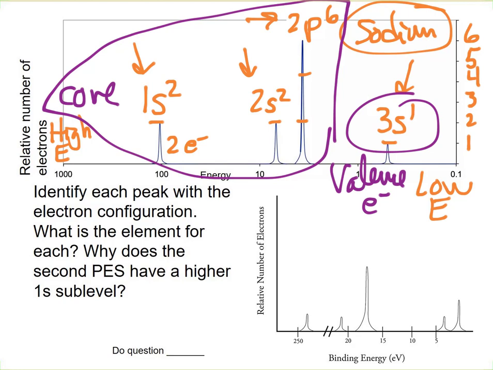And then let's look at this last one. Again, they did high energy here and low energy here, so make sure you pay attention to that. And then let's look at the heights. I know that this height is 2 electrons, and it's my first peak, 1s2, because it's the closest to the high energy. This one looks about the same height, so 2s2.